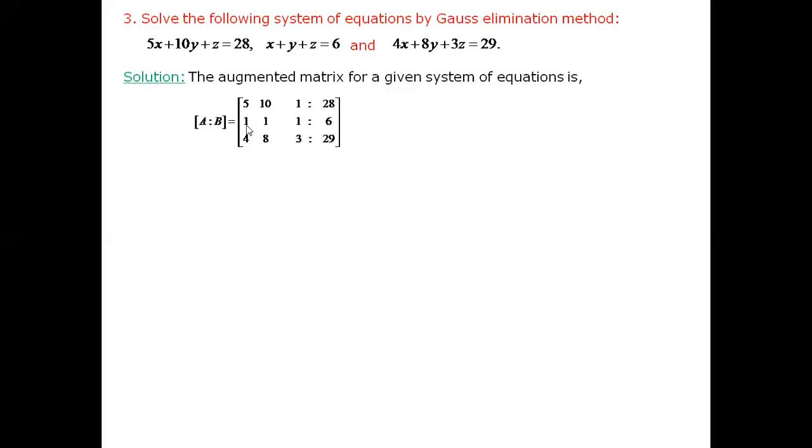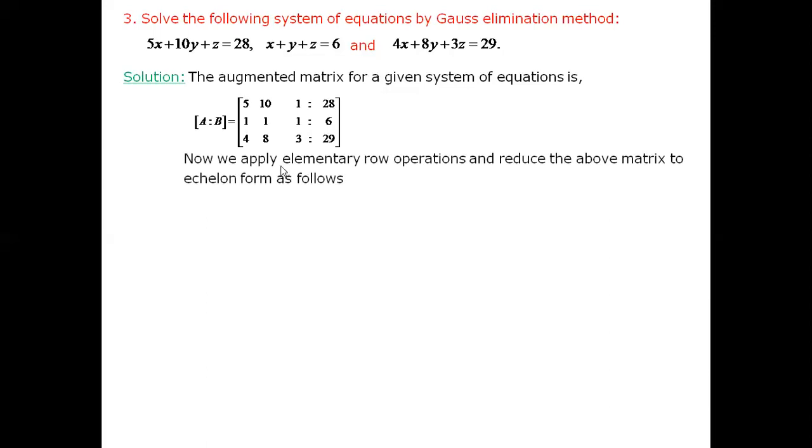Now we know here we have 1 and here we have 5. To make this 0, I can use the transformation like this: R2 implies R1 minus 5 times R2. So 5 into 1 is 5, 5 minus 5 becomes 0.